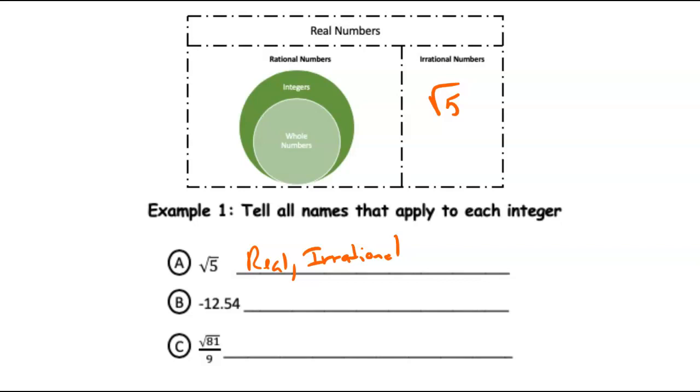Okay, B, negative 12.54. It's rational. I can write it, it has a decimal, so I can turn that decimal into a fraction. It's not an integer though, so it doesn't belong in my integers category. So it just belongs out here somewhere in my rational number section, which means it's real, and it's rational.